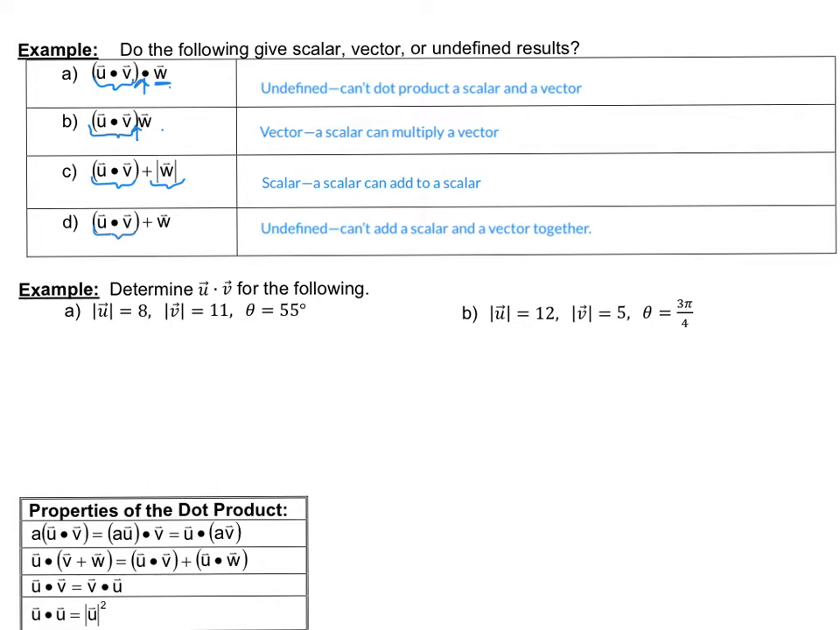The last one here, we have the dot product, which results in a scalar, and to it we're adding a vector. And you can't add a scalar with a vector. You can add scalar and scalar, you can add vector and vector, but you can't add a scalar to a vector. So that's undefined.